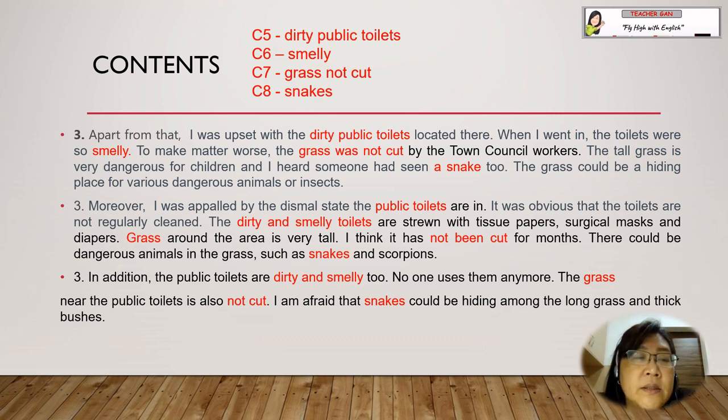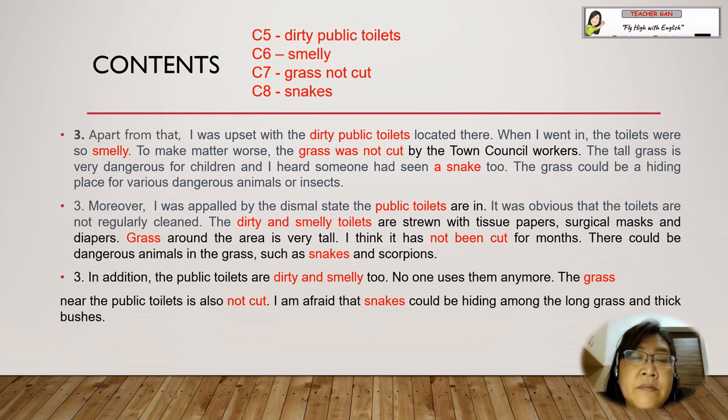Now we are in the third paragraph. So we are using content points. C5, dirty public toilets. C6, smelly. C7, grass not cut. C8, snakes. So let's look at the first example. So remember that you have to write the number 3 for the third paragraph.